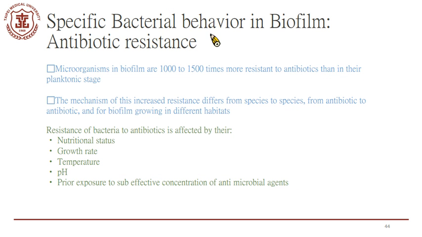So, specific bacterial behavior in biofilm, antibiotic resistance: as we saw from the video, microorganisms in biofilm are 1,000 to 1,500 times more resistant to antibiotics than in their planktonic stage. The mechanism of this increased resistance differs from species to species, from antibiotic to antibiotic, and between biofilms growing in different habitats. So resistance of bacteria to antibiotics is affected by their nutritional status, growth rates, temperature, pH, and prior exposure to sub-effective concentrations of antimicrobial agents.